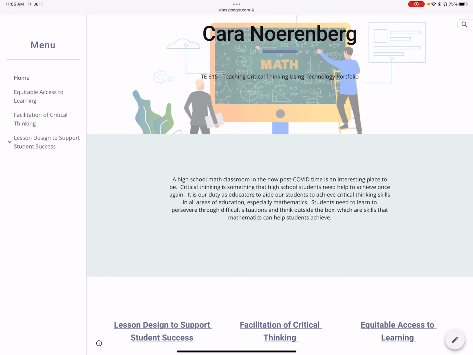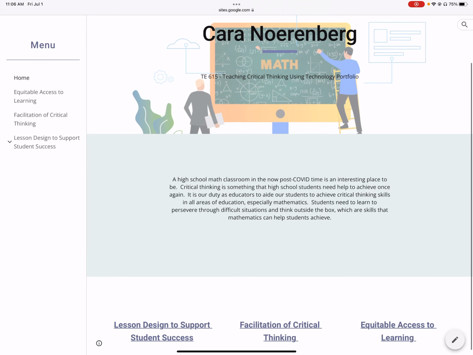I am a high school math teacher that has been teaching pre and post COVID, and all of the ideas and things that I've had to implement over the last 2.5 years due to COVID and being distant learning and things like that have really informed all of my thinking when it comes to equitable access to learning, facilitation of critical thinking, and then lesson design to support student success.